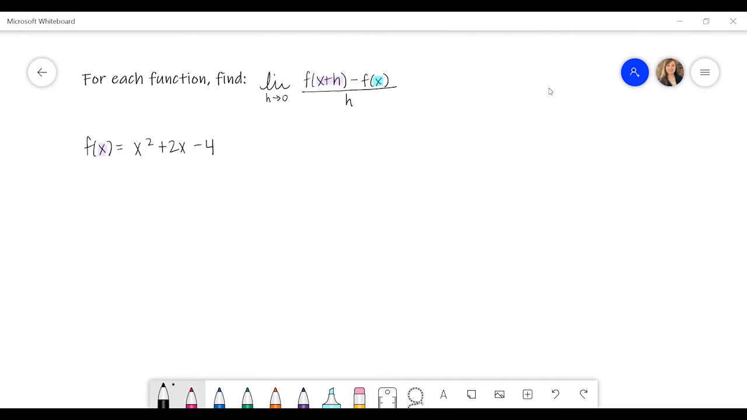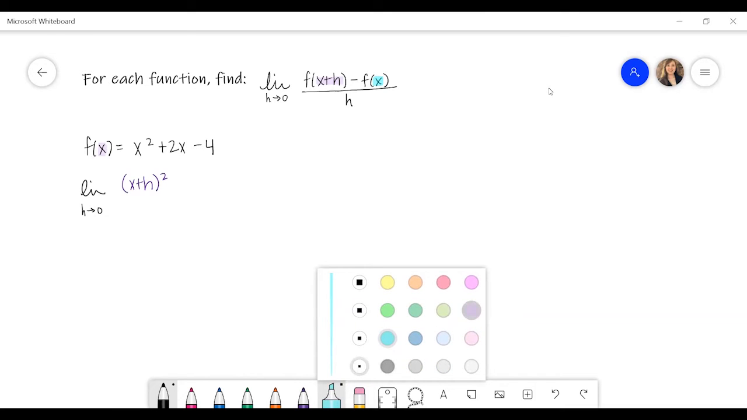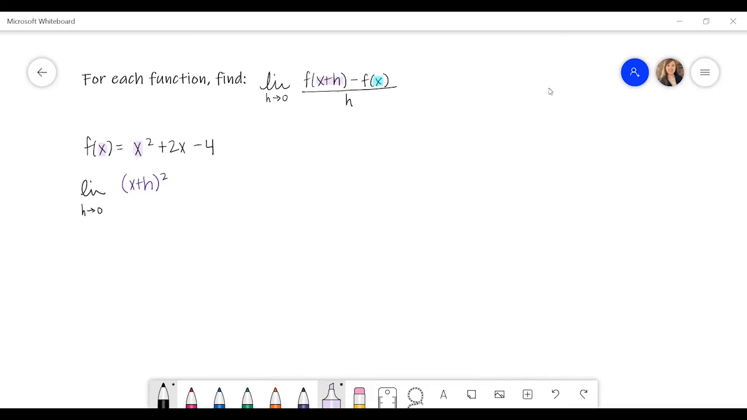I don't tend to do it in steps, but there are some who choose to do it in steps. Whatever works best for you is fine by me. So limit h approaches 0. F of x plus h is x plus h squared. That's right here. I'm replacing x, right? Plus 2 times x plus h. I'm doing it again right here. Minus 4. No x there, so I don't replace.